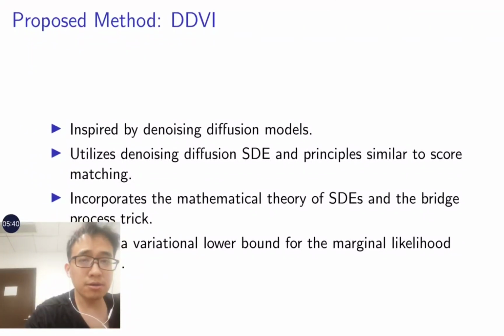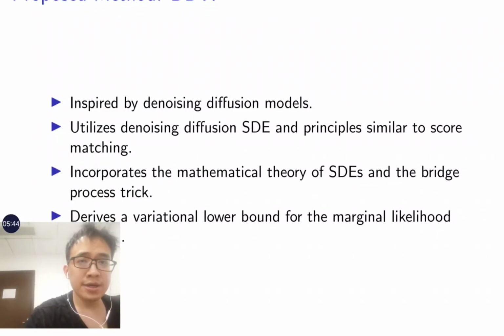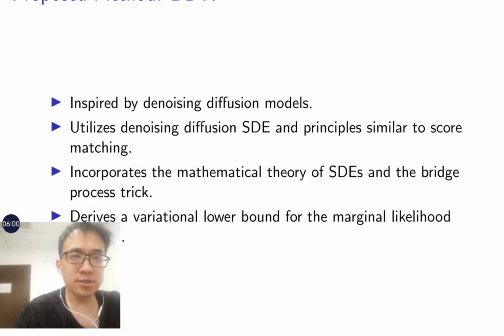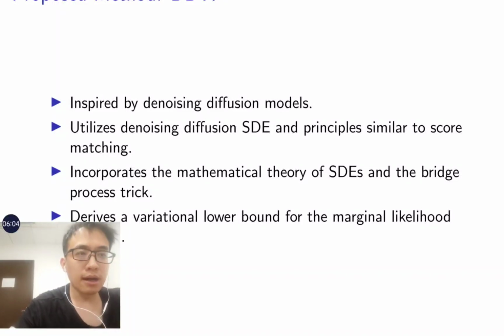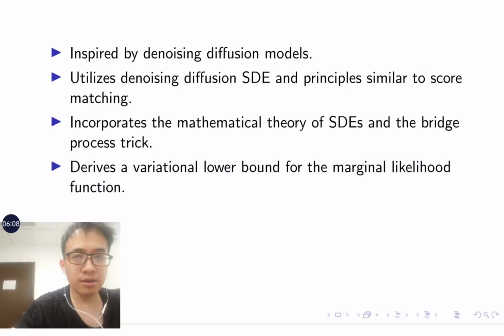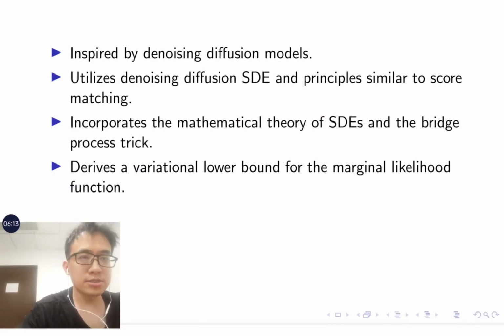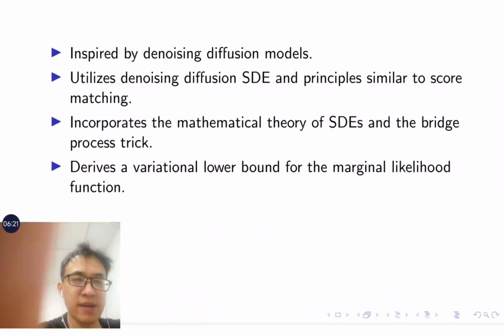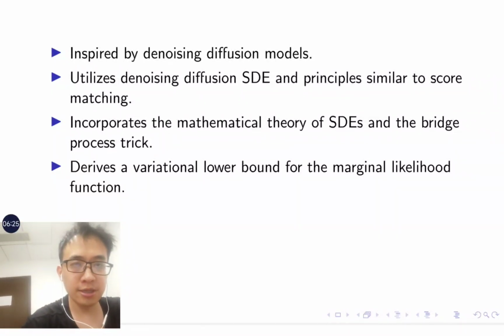In this paper, we propose a method named DDVI. DDVI is inspired by recent inferential denoising diffusion models, and it uses a denoising diffusion SDE and a proposal similar to score matching. We also use mathematical theories of SDE and the bridge process trick, and we will explain these ideas later. Finally, we derive a variational lower bound, especially an algorithm, for the marginal likelihood function.